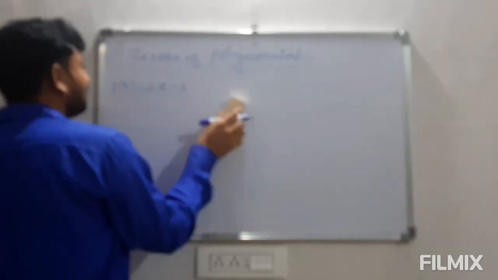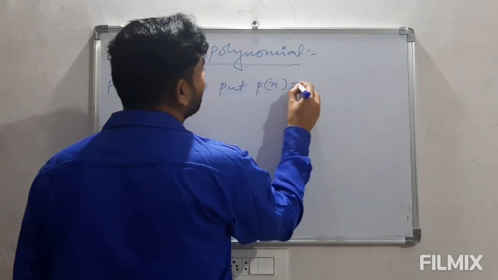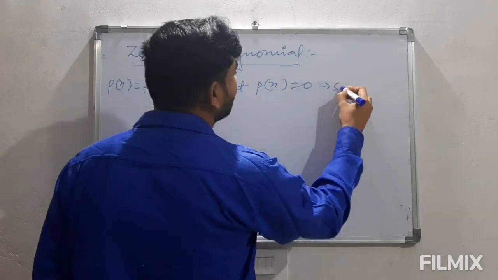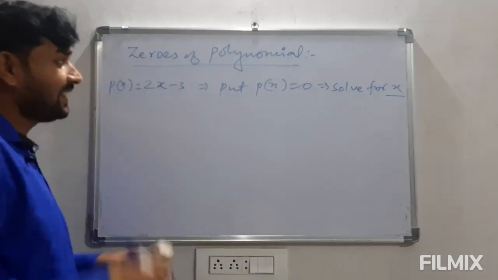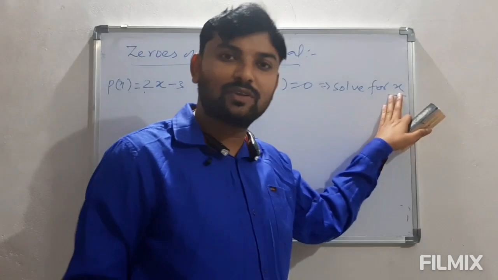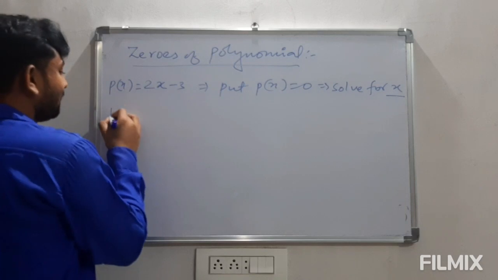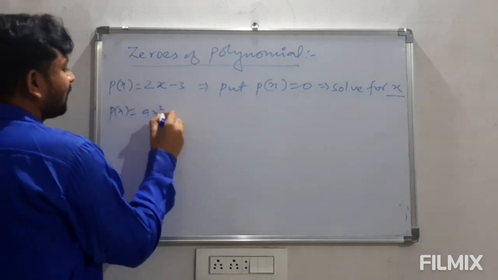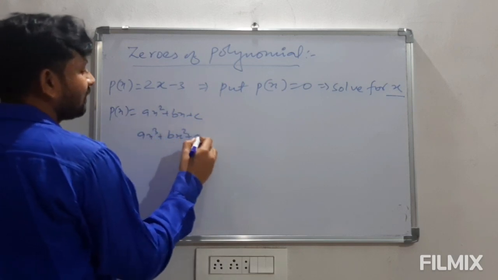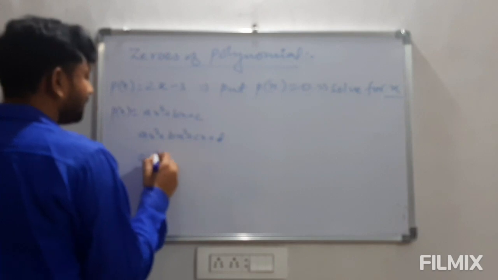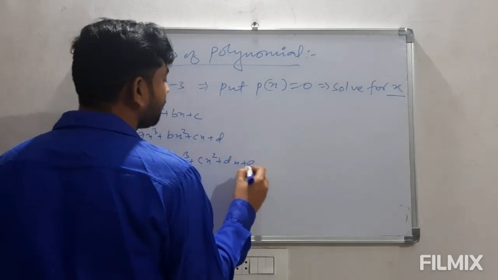So for this purpose, the procedure is that we have to put p of x is equal to 0 and then solve for x. Now if it is linear, we will directly get the value of x because there will be only one value of x. But when we come to a quadratic one, like x square plus bx plus c, or we have cubic, or we have biquadratic, here we cannot directly solve and get the value of variable x.